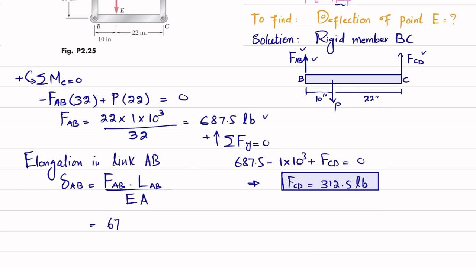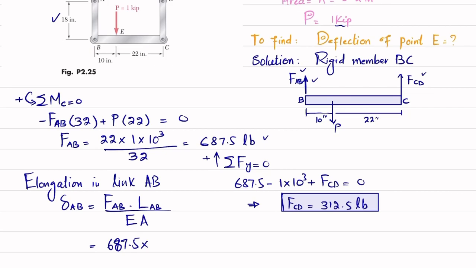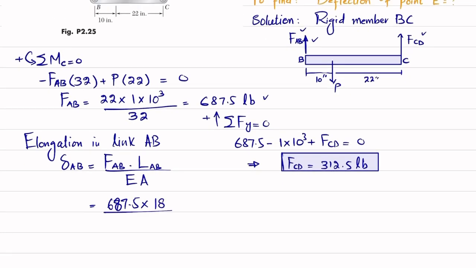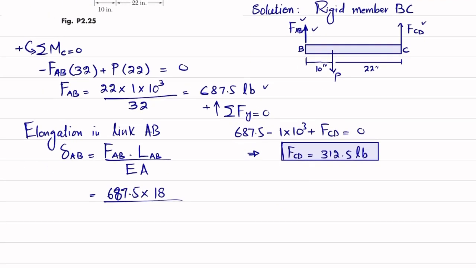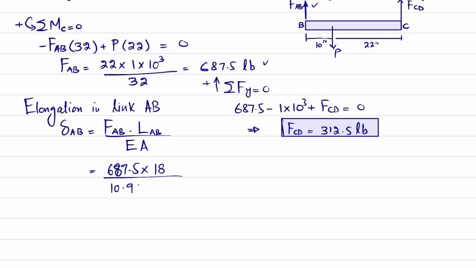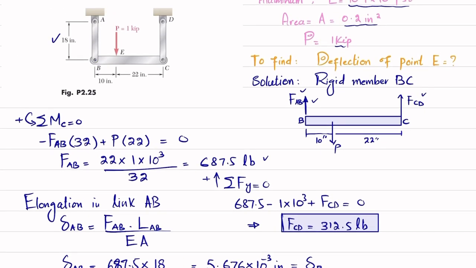So 687.5 multiplied by length. Length is 18 inch. So into 18 divided by E, which is given as 10.9 into 10 raised to power 6 psi, and area is this one, so 10.9 into 10 raised to power 6 multiplied by area 0.2. This will give you change in length of AB. Now when you calculate it, you will get 5.676 into 10 raised to power minus 3 inch. And we can call it change in point B, because this point B will move downward.